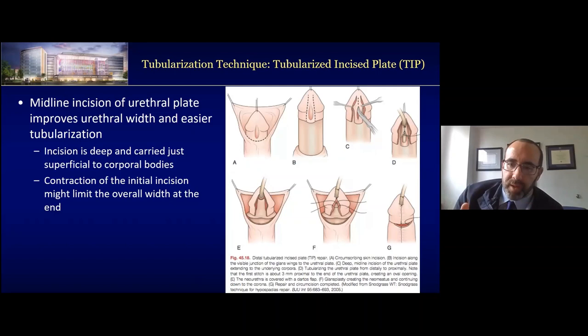Now, if you're doing a tubularized incised plate and you're going a little bit wider there, you might even incorporate a little bit of glans tissue. So it's where you define your urethral plate. But if you ask 10 different pediatric urologists, you probably get 10 different answers on exactly what it is. The reason why some people choose the tip versus the tubularized incised plate versus an onlay is because how they define the urethral plate is a little bit different for everyone.